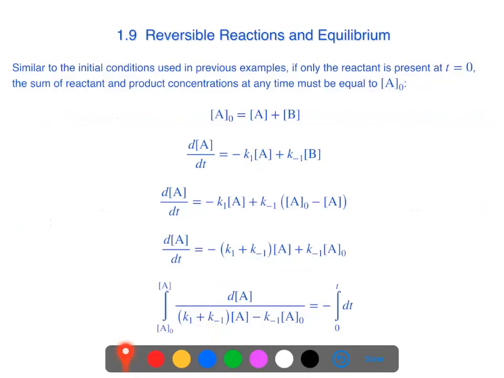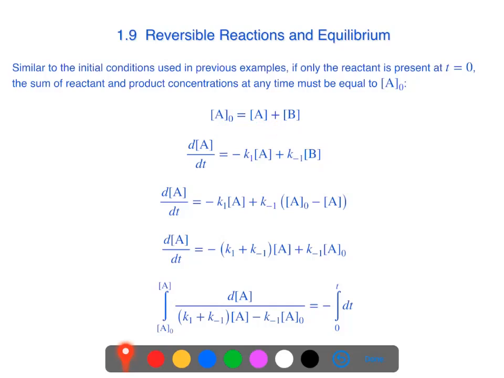Now, similar to the initial conditions used in previous examples, if only the reactant A is present at t equals 0, then the sum of the reactant and product concentrations at any time must be equal to that initial concentration of A. So we set this particular initial condition. In doing so, that allows us to substitute for the concentration of B in the following expression. So if we're solving for d[A]/dt, we have two terms, one with respect to the concentration of A, the other with respect to the concentration of B.